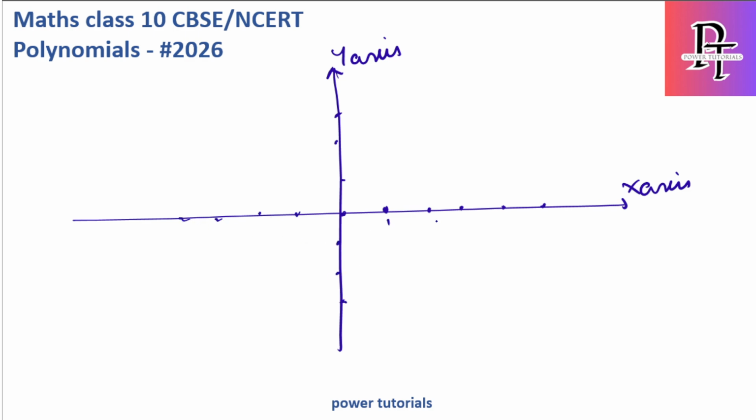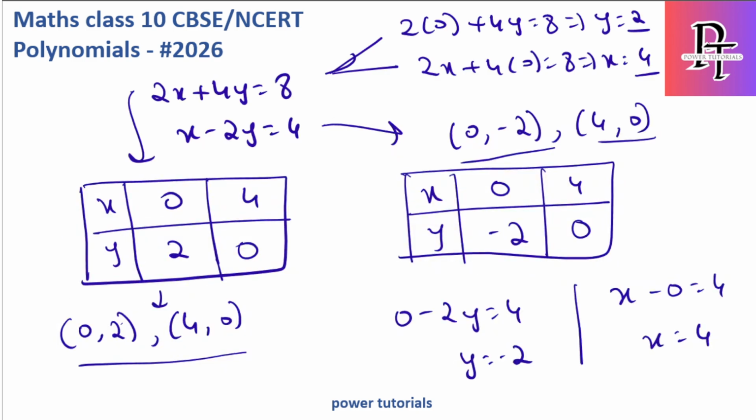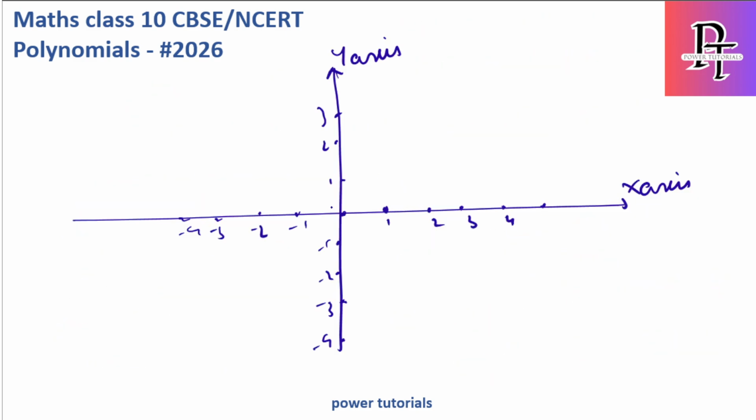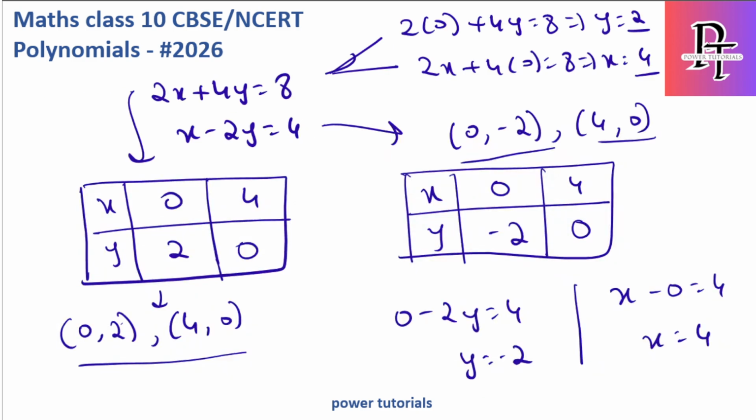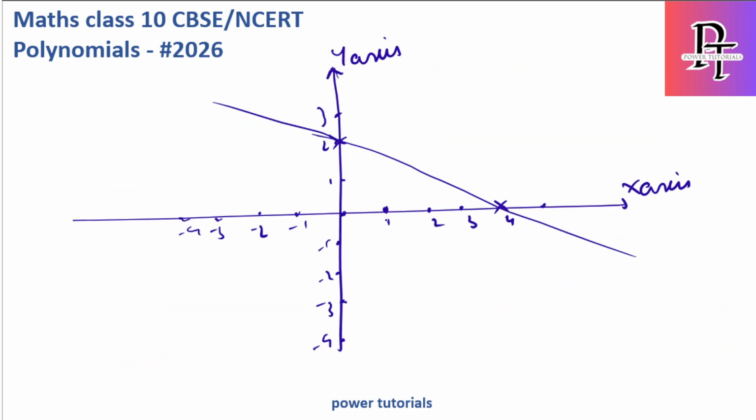Okay, so this is 1 2 3 4, minus 1 minus 2 minus 3 minus 4, 1 2 3, same way bottom, minus 1 minus 2 minus 3, this is minus 4. Okay, so the points are 0 comma 2, 4 comma 0. So 0 comma 2 means x 0, y 2. So take a scale and pencil and draw these 2 points. Same way second, 0 comma minus 2, 4 comma 0. 0 comma minus 2 is here, 4 comma 0 is here. Now let's join these 2 points.